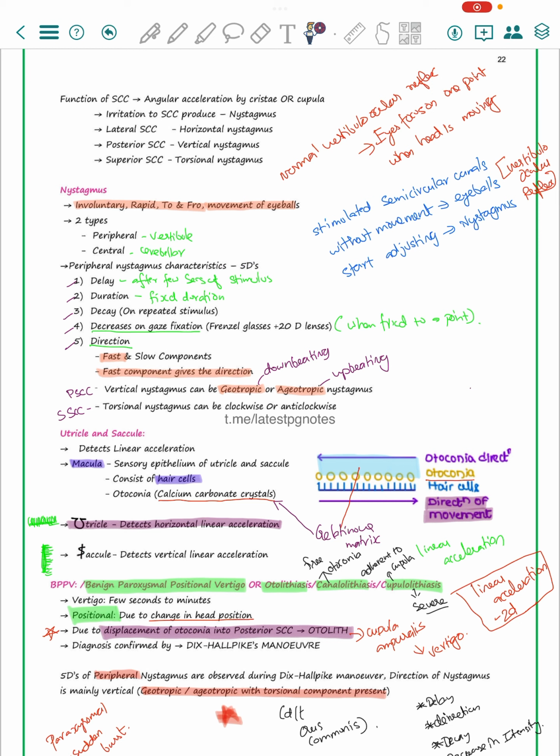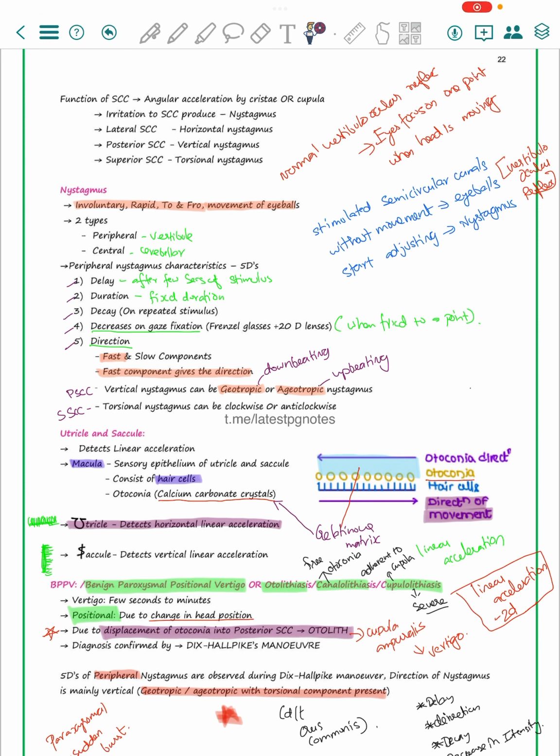There will be delay. If the stimulus is applied, it causes some delay, after which the nystagmus arrives. There will be a specific duration depending on the stimulus. There will be decay. On repeated stimulus, it may die off. It decreases on gaze fixation. When fixed to a point, it will stop. Then direction: there are two directions, fast and slow components. The fast component will give the direction.